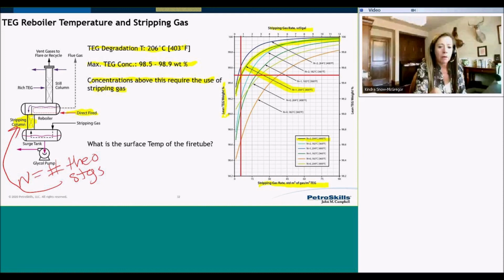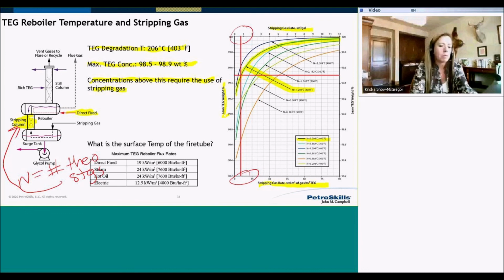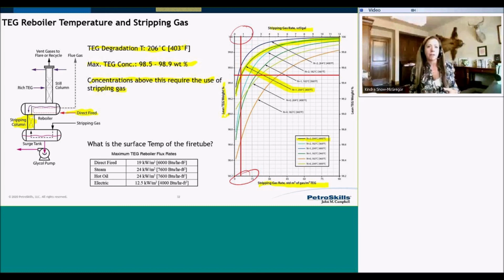Now, the other thing we recognize is that my heat transfer surface is going to have a much higher temperature than my degradation temperature, and the way we mitigate that is we simply design the unit to have a given flux rate. So, maximum flux rate.